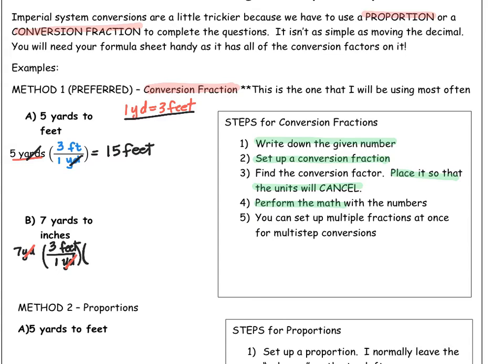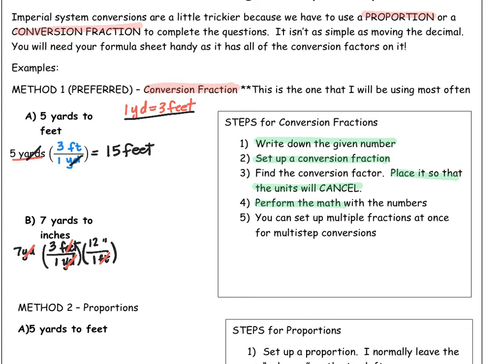So I'm going to set up another fraction. This is why I like it. We can just keep going in the same question. Now I'm at feet. I want to get to inches. So I'm going to put my feet on the bottom and my inches on the top. And I know that 1 foot is 12 inches. Looking only at my units, my feet cancel away. So now I can just go ahead and do the math.